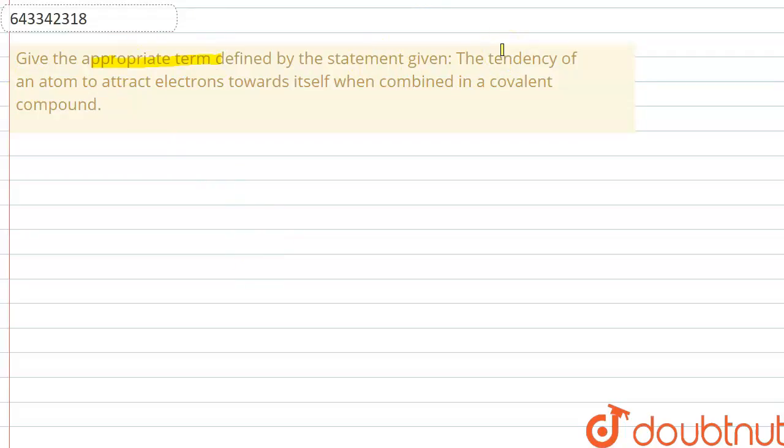Hello everyone, the question is: give an appropriate term defined by the statement given. The tendency of an atom to attract electrons towards itself when combined in a covalent compound. So in this question they have given us a statement and we have to choose a term for this statement. Now the statement is the tendency of an atom to attract electrons towards itself when combined in a covalent compound.